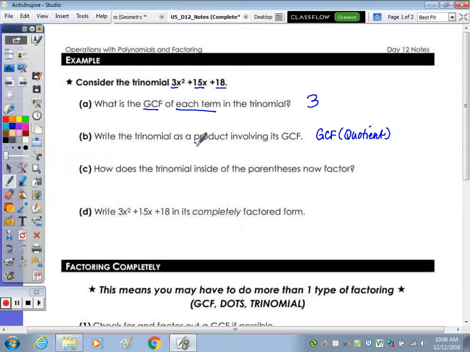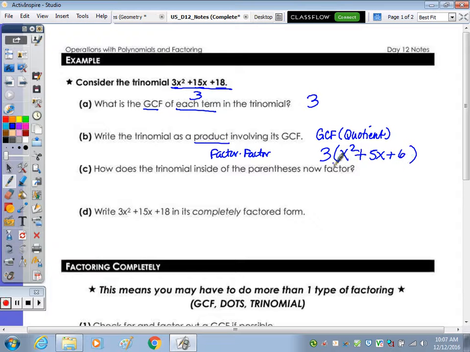Because for a product, that's factor times factor. So what do we multiply? We multiply the GCF times the quotient, what we would get if we divided this whole thing by 3. So that would be 3 times: 3x squared divided by 3 is x squared, plus 15x over 3 is 5x, and then 18 over 3 is 6. How does the trinomial inside of the parentheses now factor?